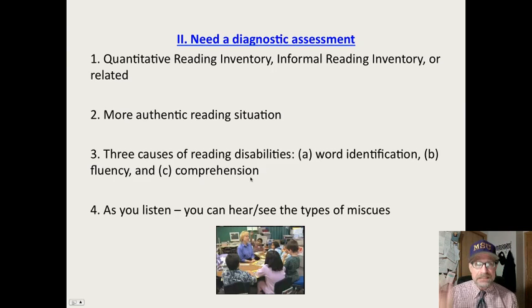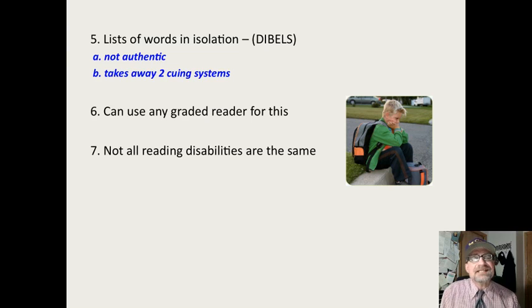You need a diagnostic assessment individually given, like the qualitative reading inventory, informal reading inventory, or some related type of miscue analysis. This provides a more authentic analysis of a more authentic reading situation. Remember, 3 causes of reading disabilities or troubles: word identification, fluency, and comprehension. As you are listening to students read individually using the qualitative reading inventory, you can hear or see exactly the types of miscues they are making. You can hear or see exactly their fluency level.